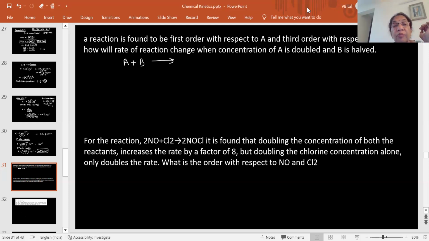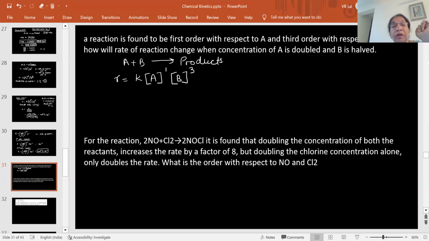A plus B is giving products, right? Now, what is the rate of reaction? Rate of reaction, if I write, is equal to K. It is first order with respect to A. So how will I write the rate law? K, A raised to 1, and third order with respect to B, so B raised to 3. All right.